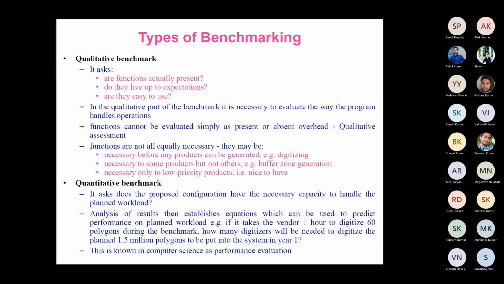Okay, so in the qualitative part of the benchmarking, it is necessary to evaluate the way the program handles the operations. Functions cannot be evaluated simply as present or absent; overall, qualitative assessment is needed. Functions are not all equally necessary. Some are necessary before any product can be generated, like digitizing. Some are necessary to some products, but may not be for the other products, like buffer zone generation. Some are necessary only to low priority projects, like nice to have.